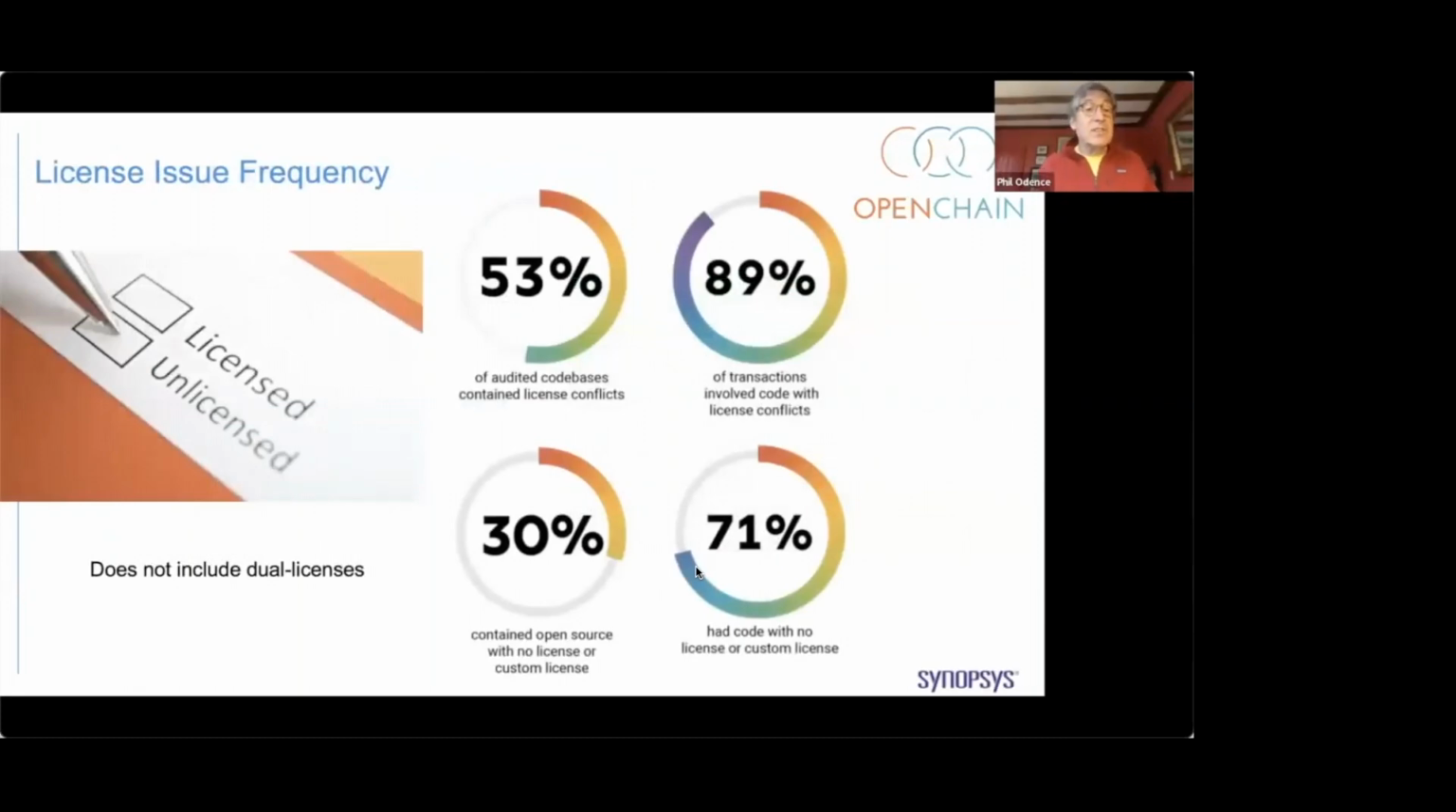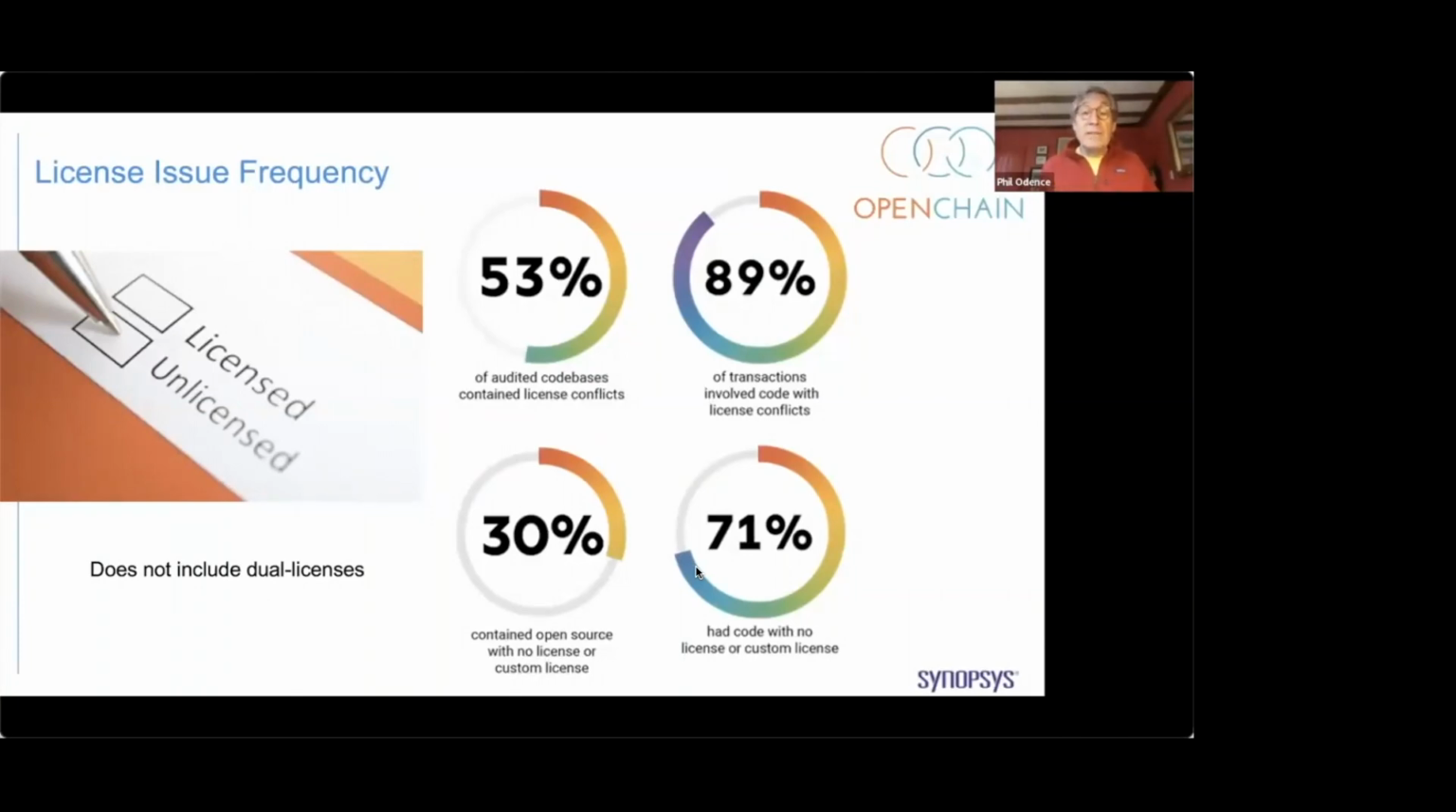So, license issues. With a different audience, I might elaborate on what this is about, but I think you all are pretty well tuned in. I will talk about what we mean by unlicensed software and custom licenses, but let me give you the numbers first, and then I'll define those. The convention through the slides is that I keep code bases on the left and transactions on the right.